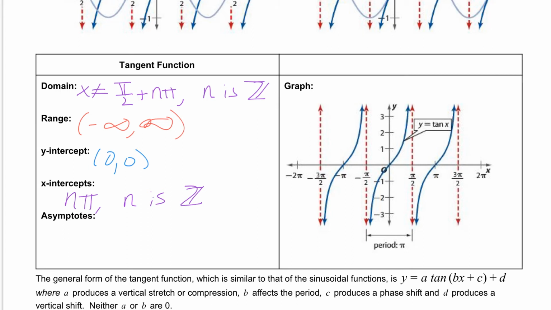And then our asymptotes are happening right here, again at that pi over 2, and then every pi after that. So it's going to be very similar to our domain. So our asymptotes, x is equal to pi over 2 plus n times pi, where n is an integer.